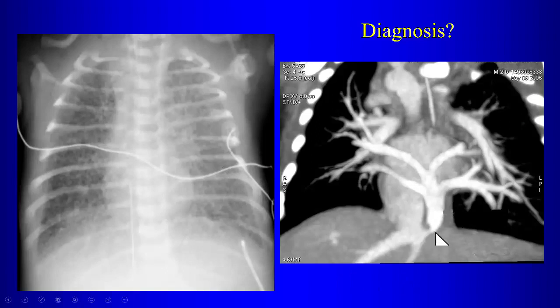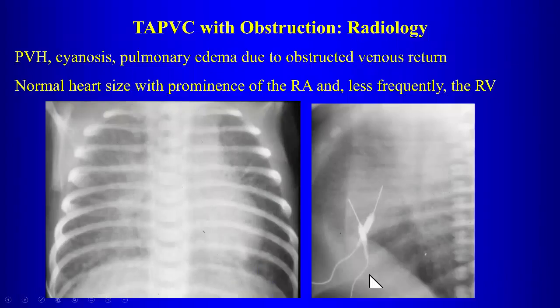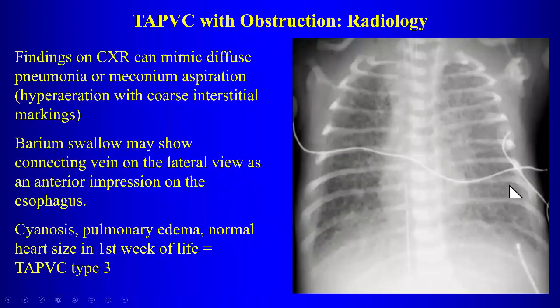What happens there is it gets obstructed, that results in pulmonary venous hypertension, interstitial edema, failure, but all of this occurs before we get to the heart, so the heart is not enlarged, right? And these patients will have cyanosis, right? So that comes up a lot on the exam: pulmonary venous hypertension, cyanosis, pulmonary edema, normal heart size. Then we want to worry about total anomalous pulmonary venous return type 3. So the findings on the chest x-ray can mimic pneumonia because of the interstitial findings there.